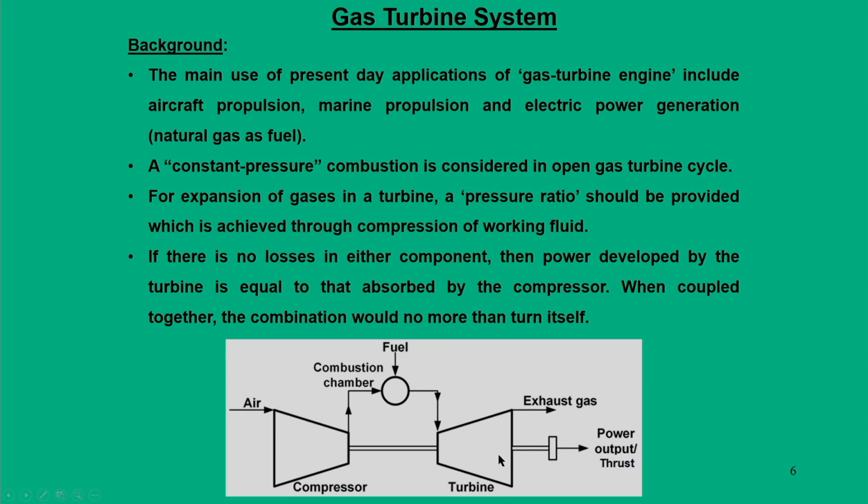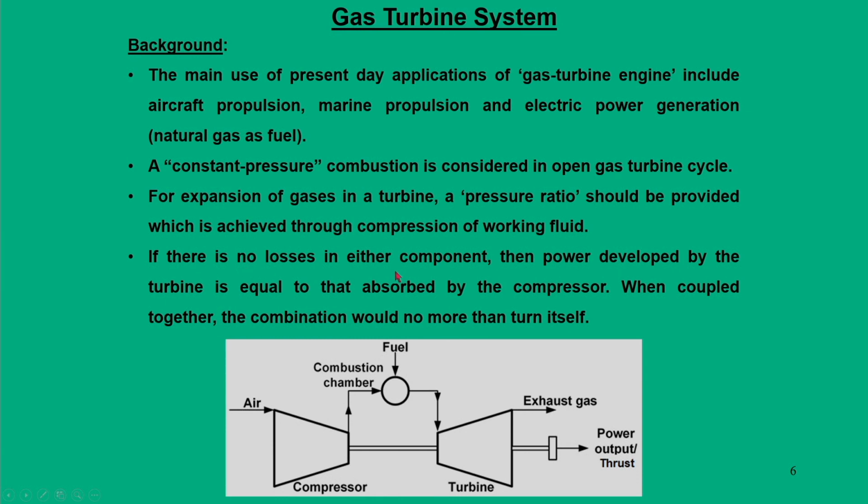So, the total power that comes out from the turbine, the some power gets utilized to run the compressor, and the rest of the power we can take as shaft power, that is for our electric power. So, this is the basic philosophy of gas turbine operations. In fact, thermodynamically this heat addition process through a fuel is a constant pressure combustion, and for expansion of the gases in the turbine, a pressure ratio is provided through the compression of the working fluid, and typically our working fluid is always air.